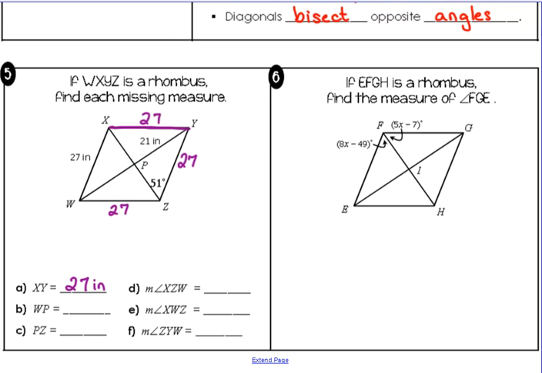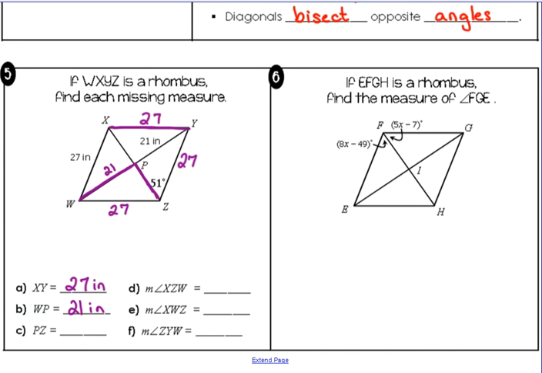Okay, let's see here. WP. WP is half of our diagonal there. The other half of it is labeled with 21, so it is also 21. Okay, then PZ. PZ is the other diagonal. It's half of the other diagonal. Now, the diagonals are not congruent. Okay, it's a little bit harder to tell in a rhombus because the sides are all the same length, so they're pretty close, but that diagonal from WY is still longer than the diagonal from XZ.